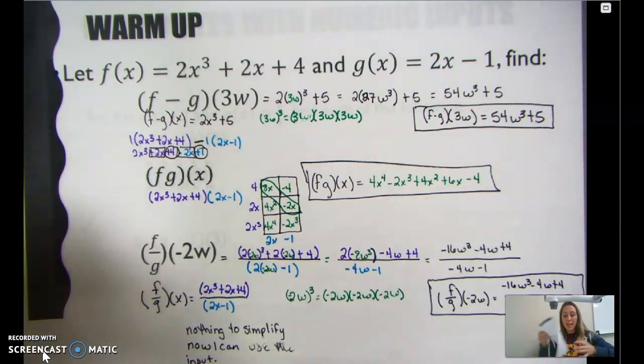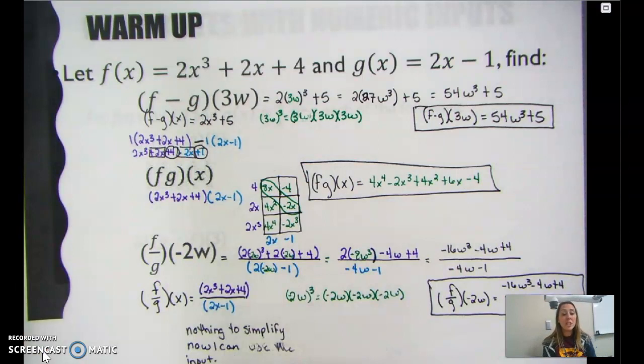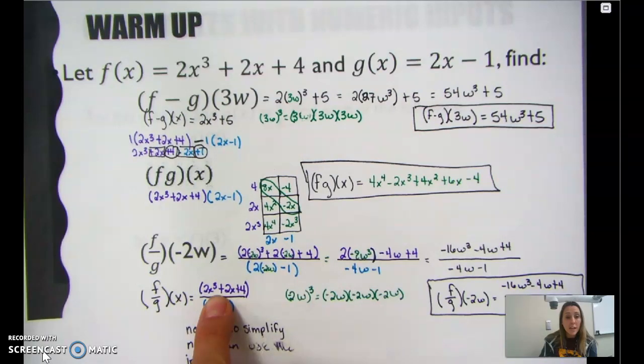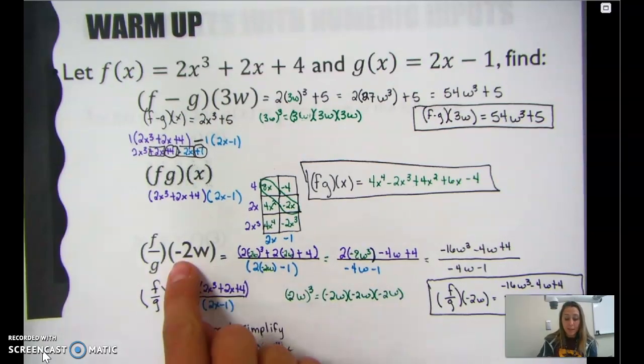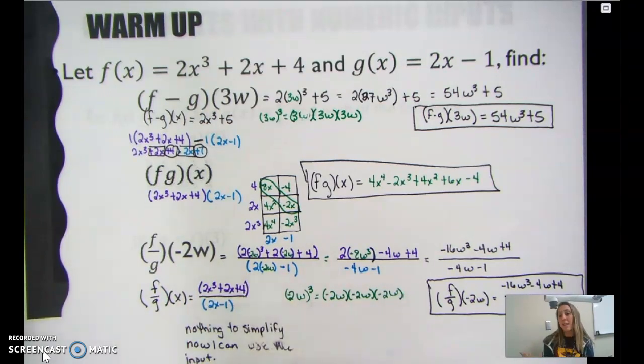All right. And then the last one, f of g of negative 2w. So again, the first thing I do is I find f over g of x, so I know what function I'm working with. So I put my f function on the top and my g function on the bottom. And once I had that, there was nothing left for me to simplify.